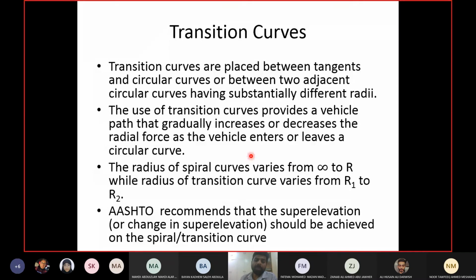If you are providing it between a tangent and a curve, then it is known as a spiral curve. If you are providing it between one curve and another curve, it is called a transition curve. But in terms of geometry, they are the same. Their purpose is also the same. If the position is between a tangent and a curve, we call it spiral. If the position is between one curve and another curve, we call it transition. Now, why do we need it? We need a transition curve to provide a gradual change of curvature to the driver.